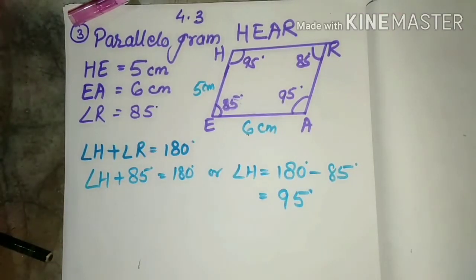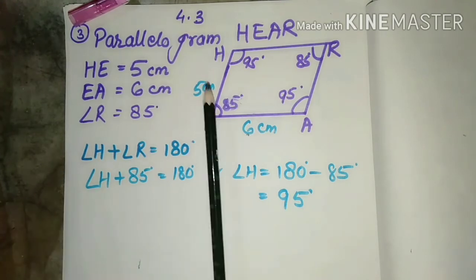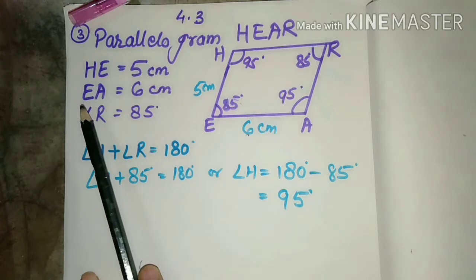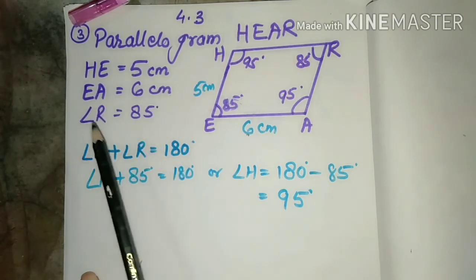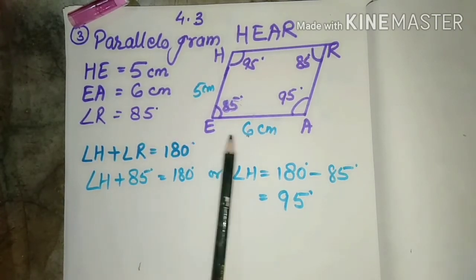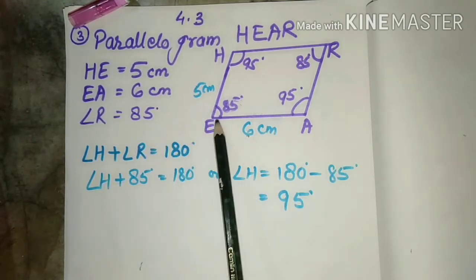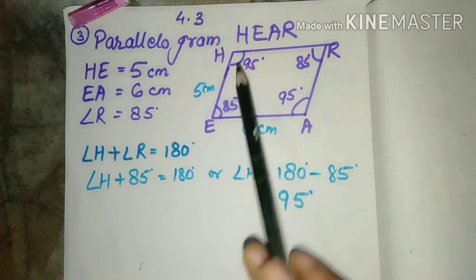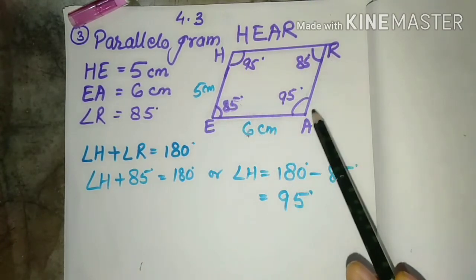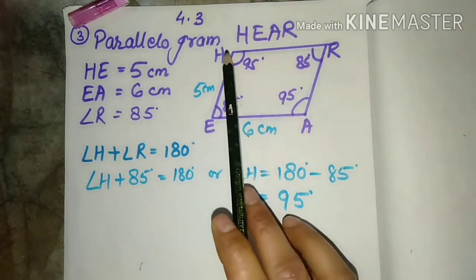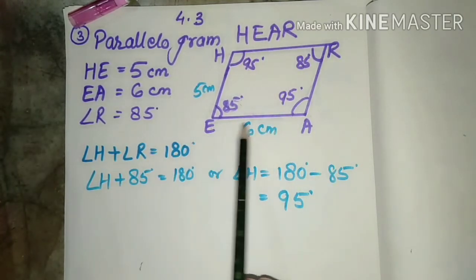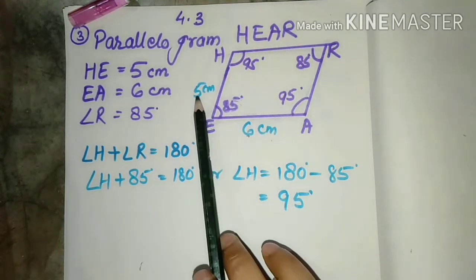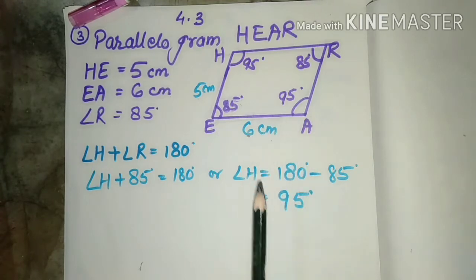Now here is another question. To construct a parallelogram HERA, where the given things are HE 5 centimeter and EA 6 centimeter. Now we must remember the properties of the parallelogram, that the opposite sides are parallel and equal. That is, HE is equal to RA and EA is equal to HR. EA is given 6 centimeters, so is HR, and HE given 5 centimeters, so is RA.